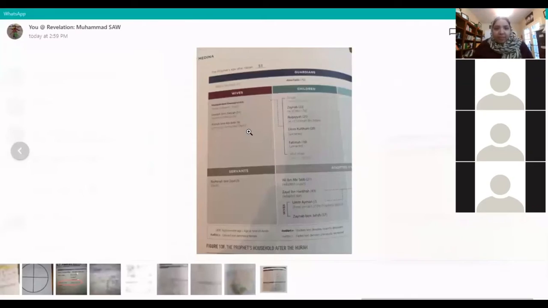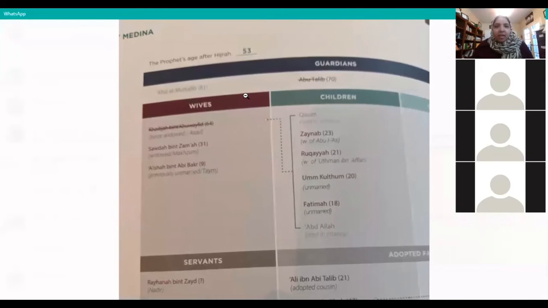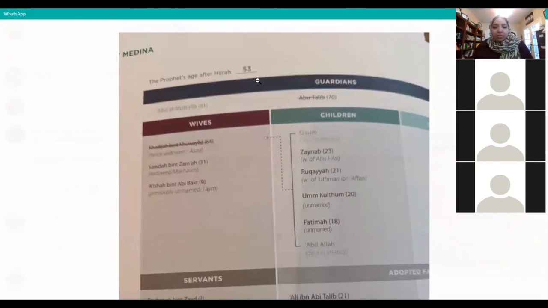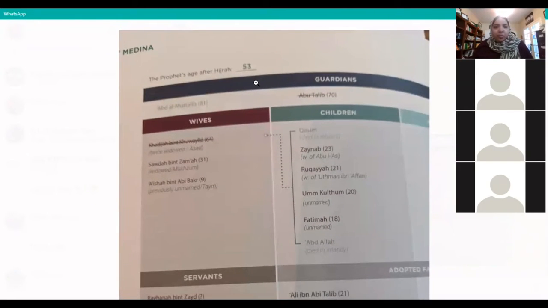I wanted to take, before our Kahoot game, a quick look at the Prophet's household, because I know the other day I wanted to do that, but I didn't get a chance to. So let me share my screen, at least to try to show you the illustration. So here we have the Prophet's household at this time. At this time, the Prophet is 53 years old. You can see his wives.